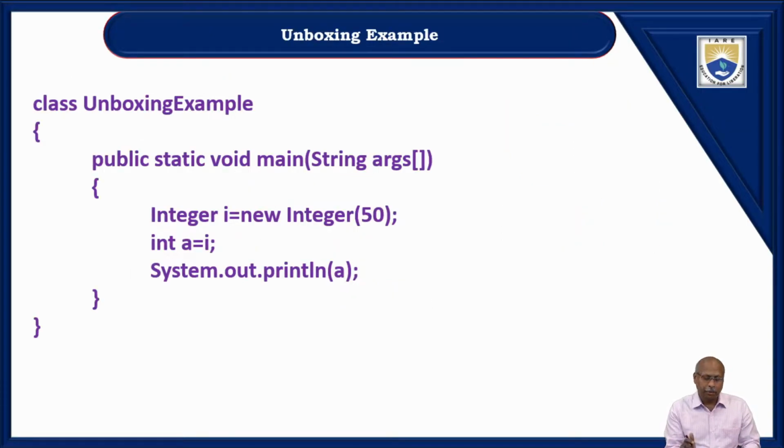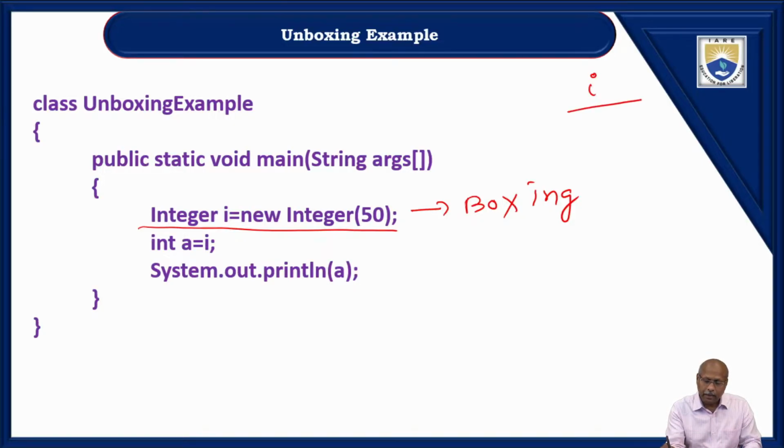Another unboxing example. Integer I equal new Integer 50. Which example is this? This is boxing. Because we are storing 50 in an object. What is the name of the object? My I is the name of the object. Inside the object, my value is how much? 50. So 50 is available.